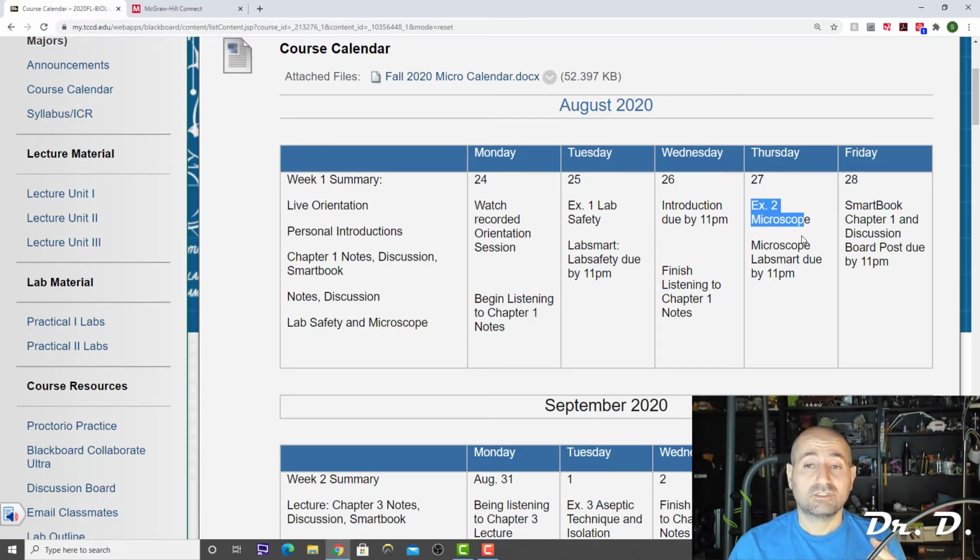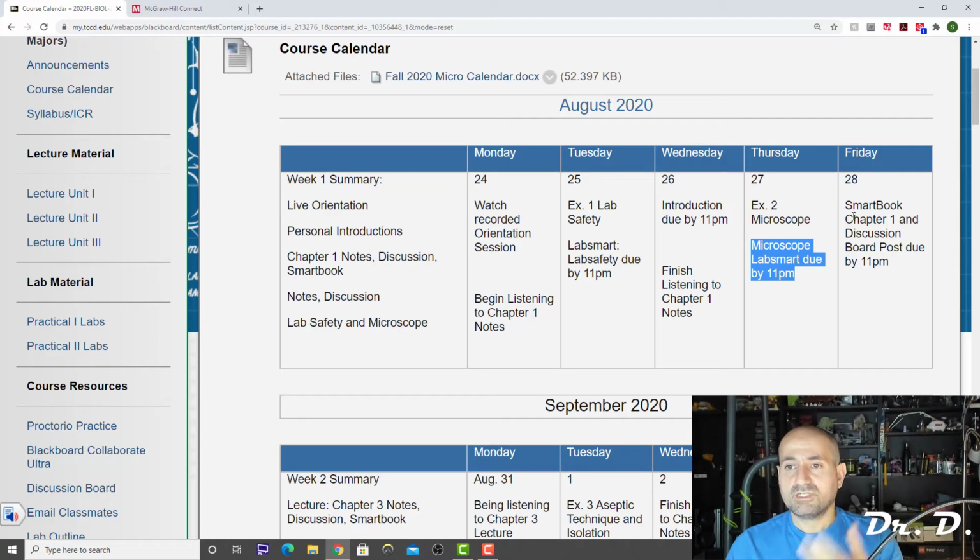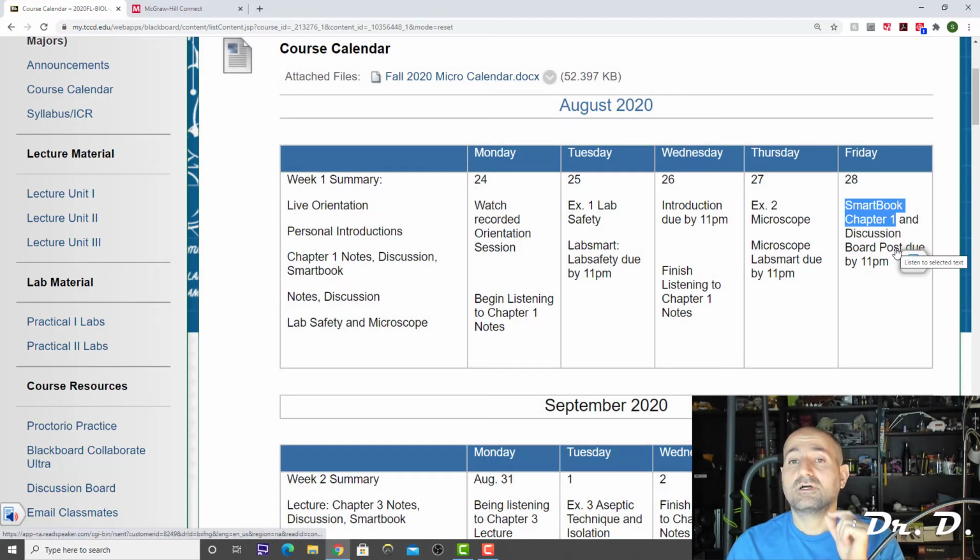This lab is covering microscopy. And then I'll have another Learn Smart posted on Connect as well, so you can do the Learn Smart assignment for microscopy. So anyway, I hope this makes sense. Oh, and look, on Friday, you should do your Smart Book assignment on Chapter 1 on Connect.